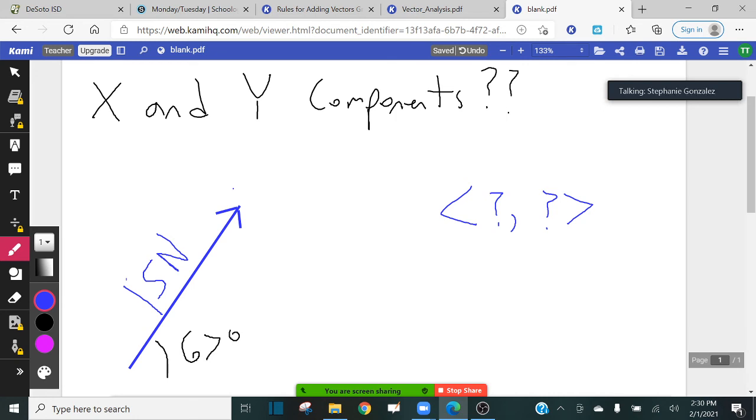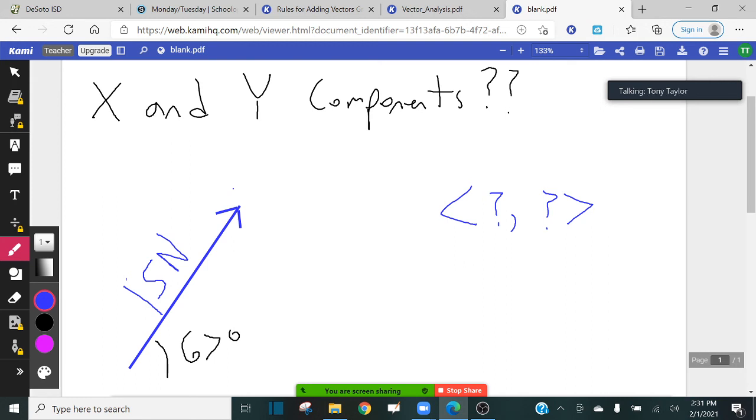Wouldn't it be a right triangle? Exactly. So what will we use, Tiffany, for that? I would use something from pre-cal that I learned, but I don't know if that's what we would do in this case. Yes, you would use SOHCAHTOA. Exactly. You'll use SOHCAHTOA.